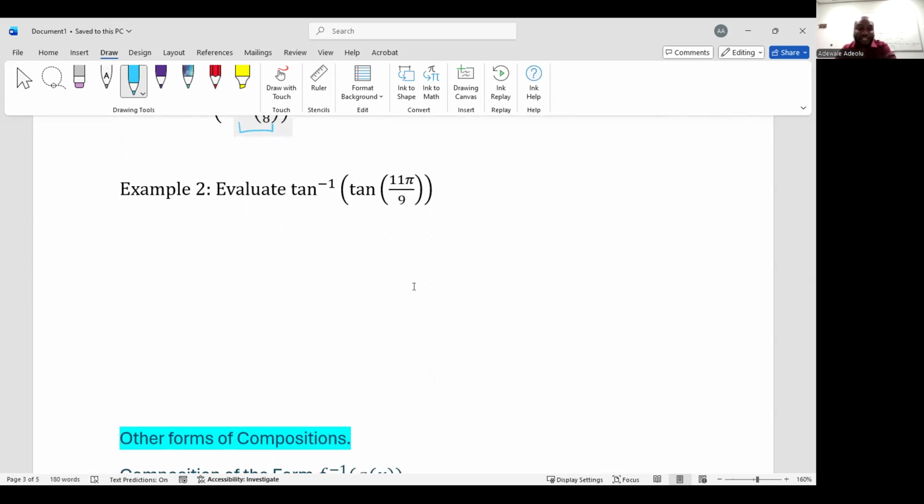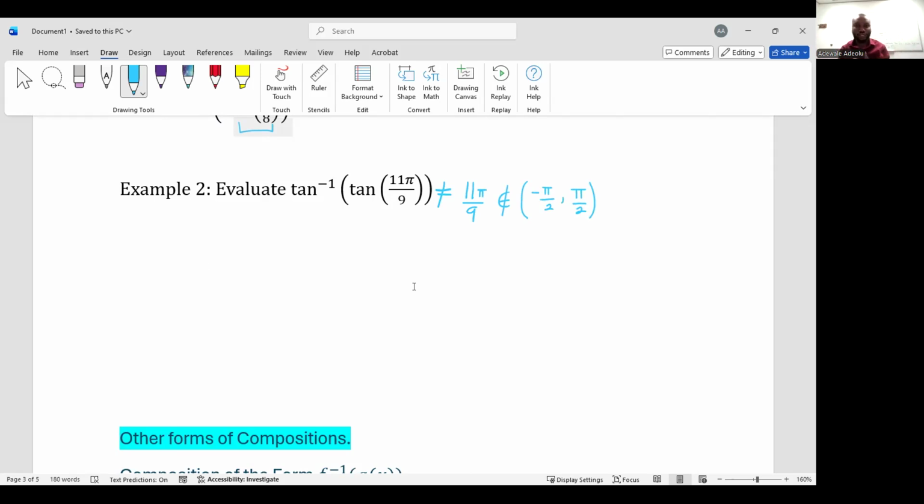Evaluate tan inverse composed with tangent of 11 pi over 9. Here, my claim is that this is not 11 pi over 9. How do I know that? Since this value does not belong to the restricted domain of tangent. Remember that here has to be open because at those points, tangent has vertical asymptotes. So it has to be open.